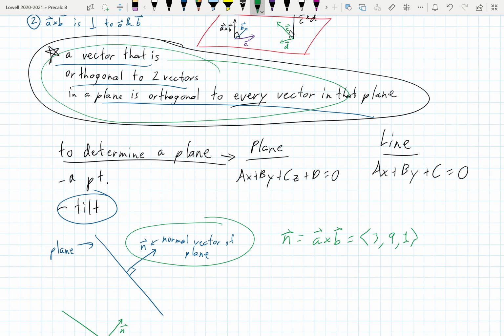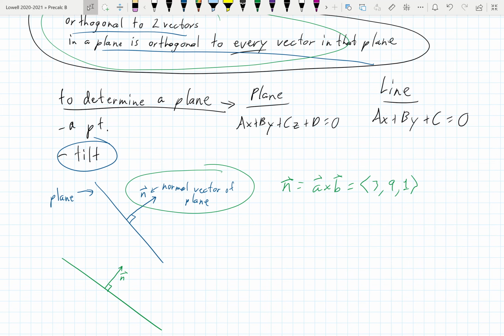Now again, the equation is going to have x, y, and z. So x, y, and z is just some point in the plane, or on the plane.